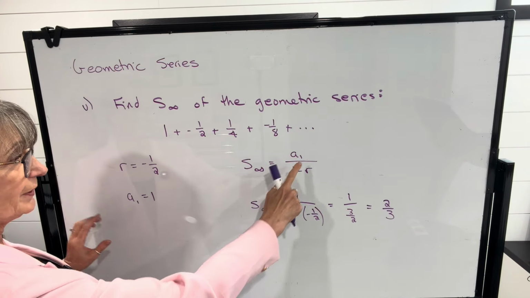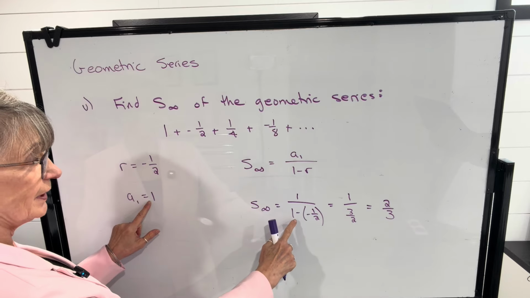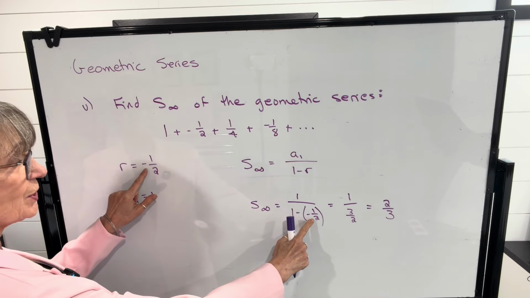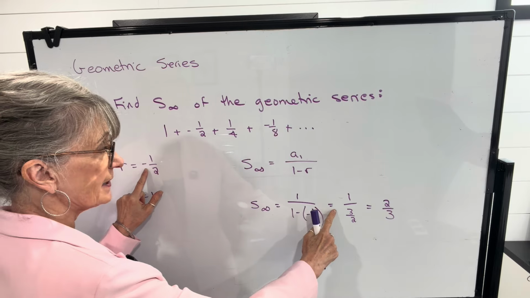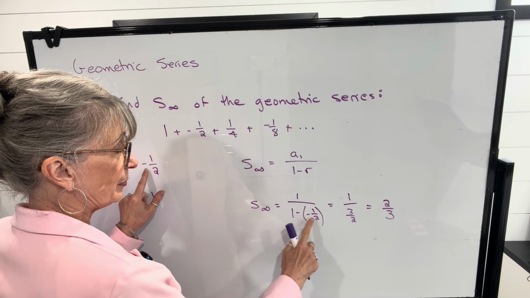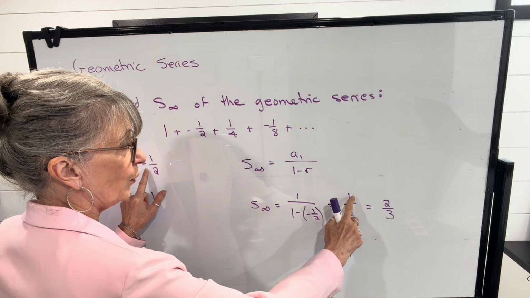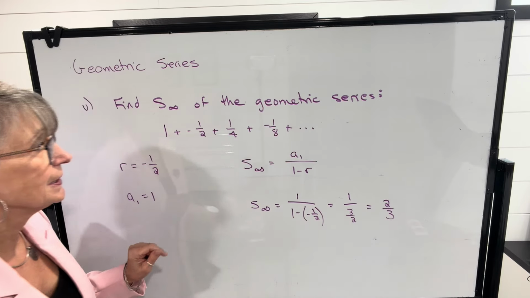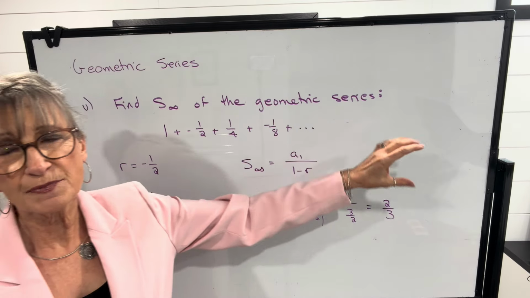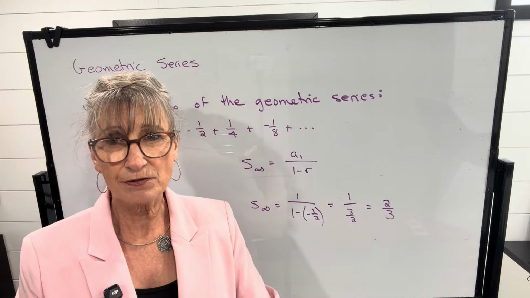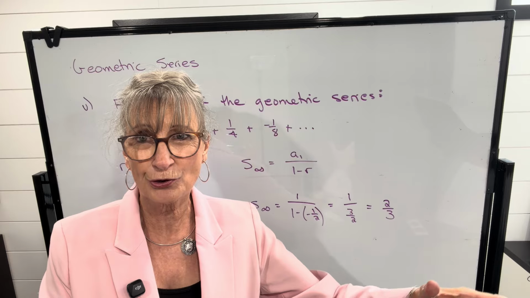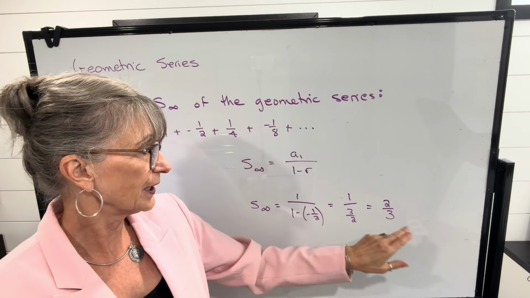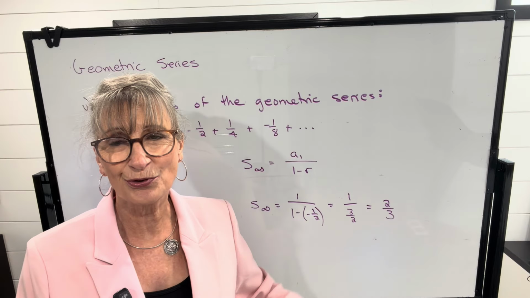Let's plug those values into our formula. So our infinite sum will equal a1, which is 1, divided by 1 minus r, which is -1/2. And that's equal to 1 over 1 plus 1/2, which is 3/2. 1 over 3/2 is 2/3. So if we were to add up all of the terms in that geometric series, as the number of terms grew larger and larger, that sum would get closer and closer to 2/3.